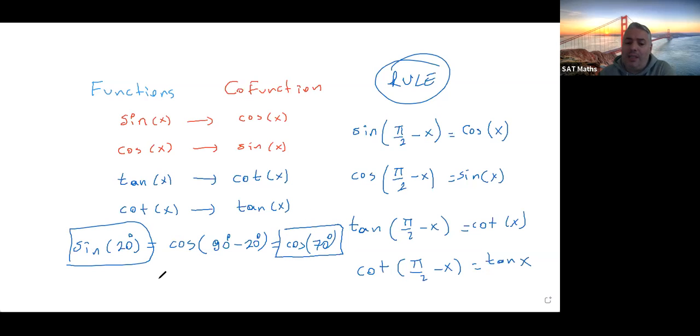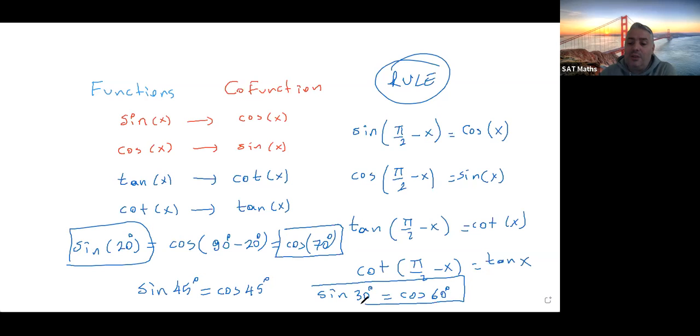For example, sine of 20 degrees is equal to cosine of 90 degrees minus 20 degrees, which means cosine of 70 degrees. So sine of 20 is exactly cosine of 70. These are the same things. So sine of 45 is cosine of 90 minus 45, which is 45 degrees. Or sine of 30 degrees is cosine of 90 minus 30, which is cosine of 60 degrees. Is this clear? Do you have any questions?